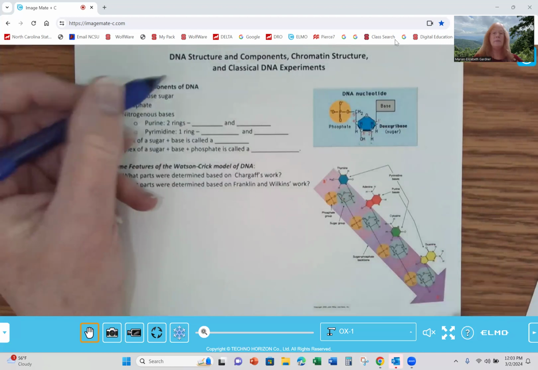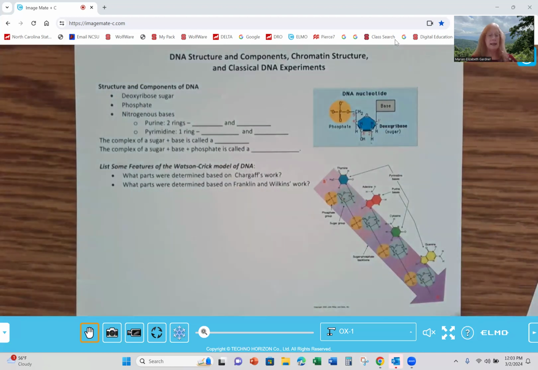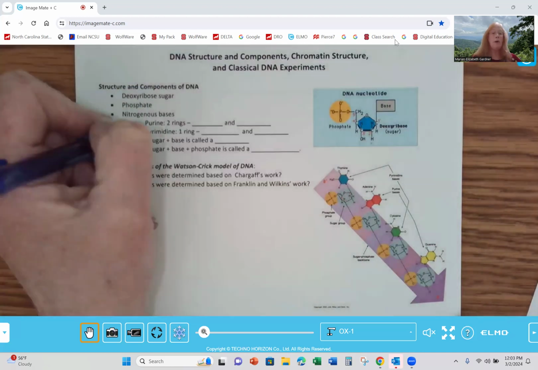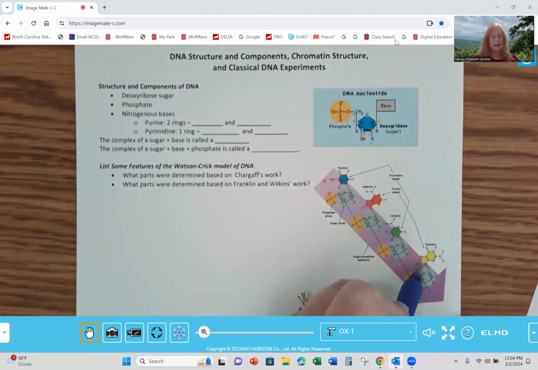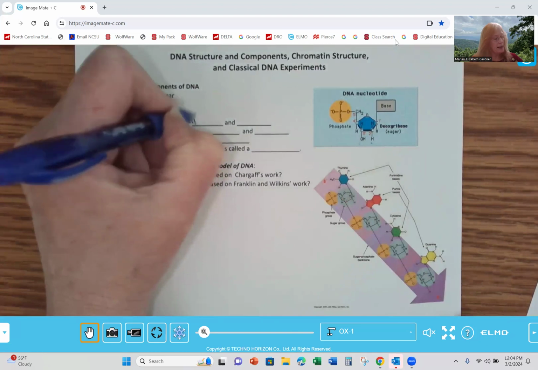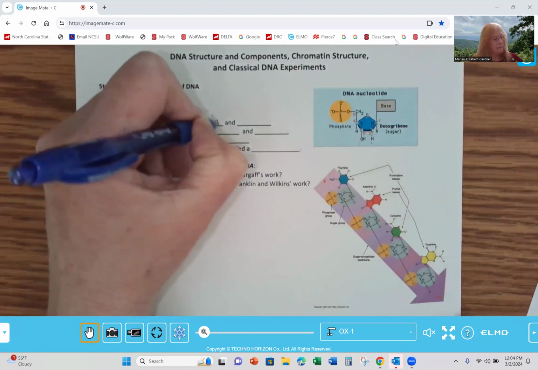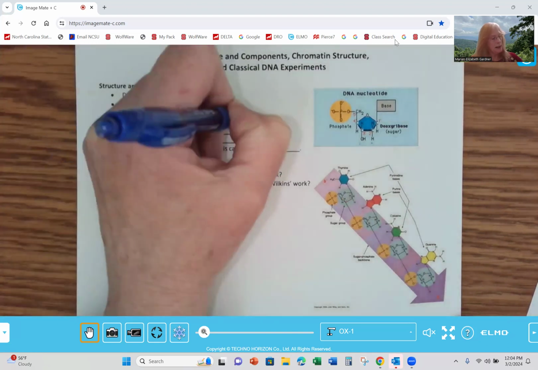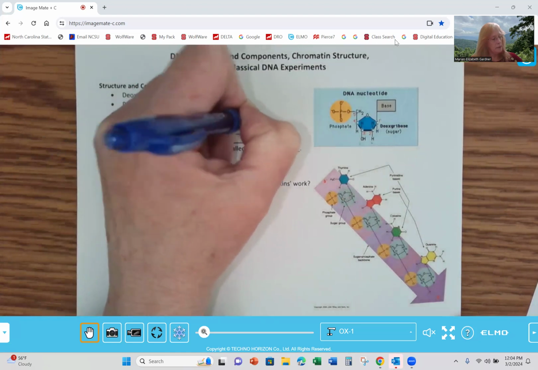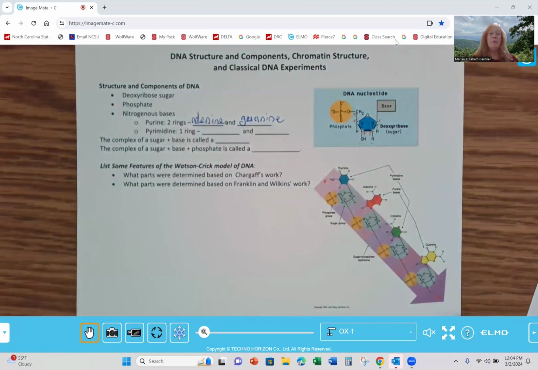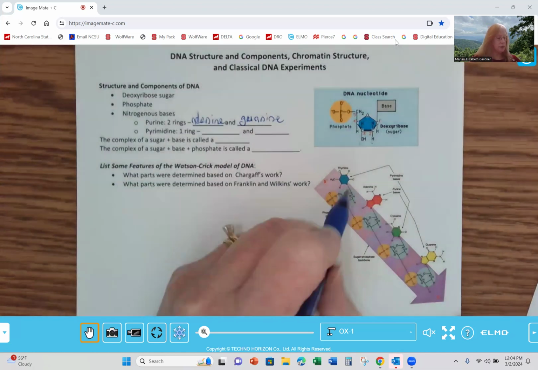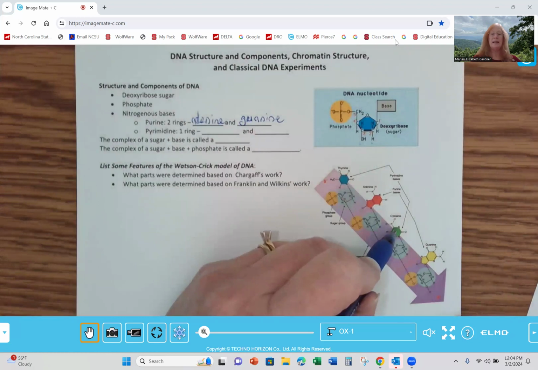There are 4 types of nitrogenous bases. 2 of these are purines. They have a double ring structure. In fact, you can see the purine adenine right here and the purine guanine down here. So adenine and guanine are the 2 purines. The pyrimidines have a single ring structure, thymine and cytosine.